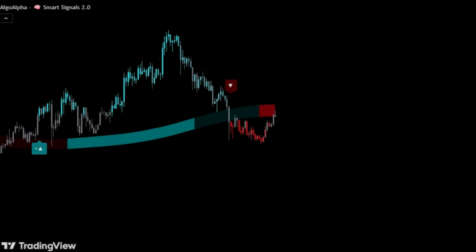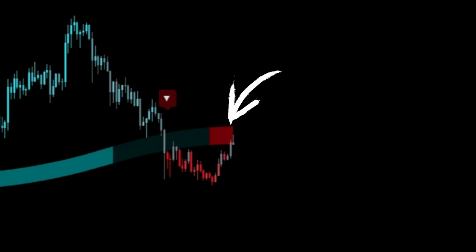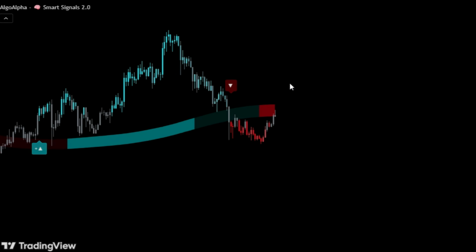Now the other way around to this is when the trend bias turns red, meaning the market has built up enough bearish momentum to start making lower lows. In this example, after the breakout, the candles pull back to the red band. That can be a great entry zone for a short position.